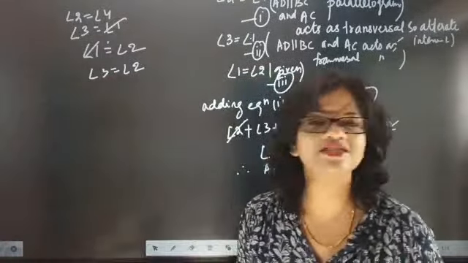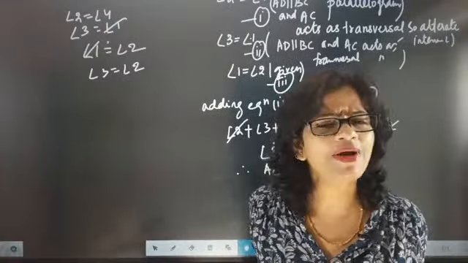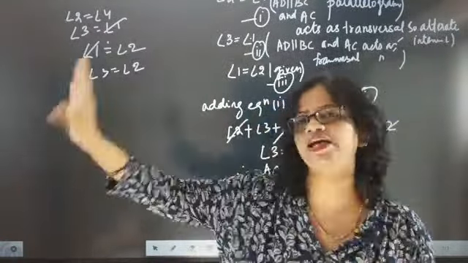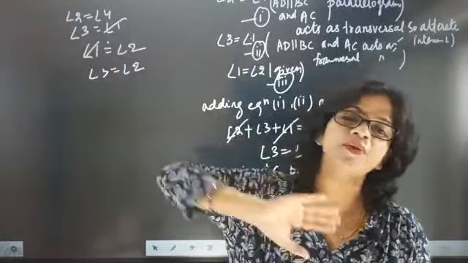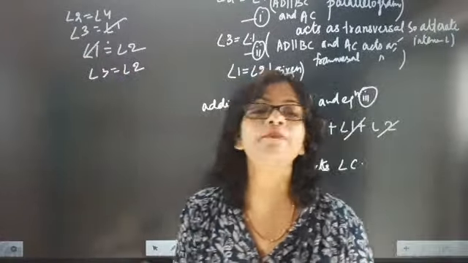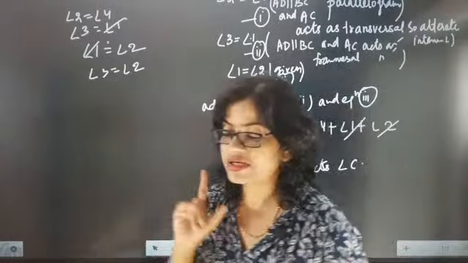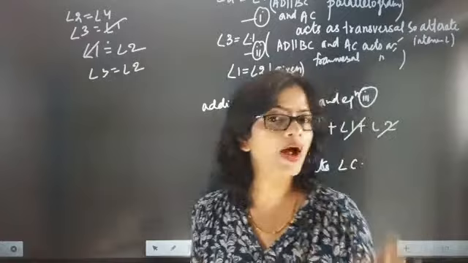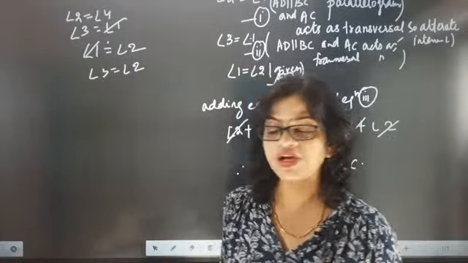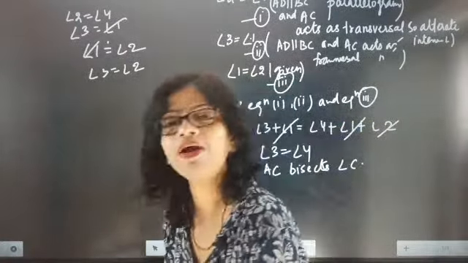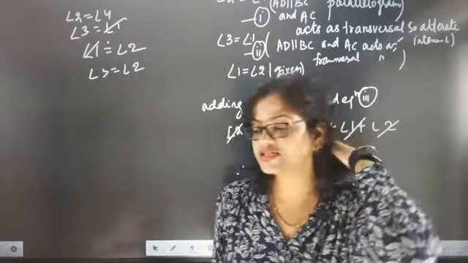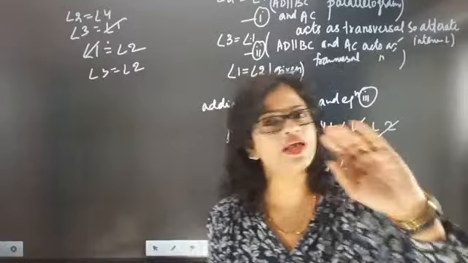Okay, AC bisects angle C. Now AC bisects angle C means one part directly we hit, and we said that jackpot, we have proved that the diagonal bisects the angles. So if the diagonal is bisecting one part of the angle of a figure, then it will bisect the other part of the angle.